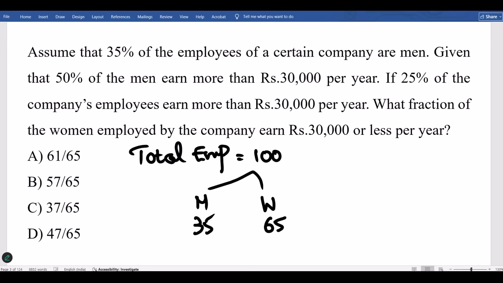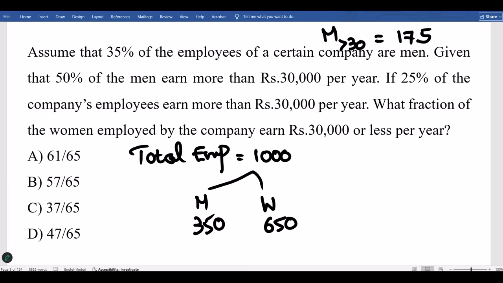Next, 50% of the men earn more than 30,000. So among men, greater than 30,000 is 50%, which means 17.5. I agree, the number of people must be an integer, so I can take this as 1000 then. Men will be 350, women will be 650, and this will be 175 then.